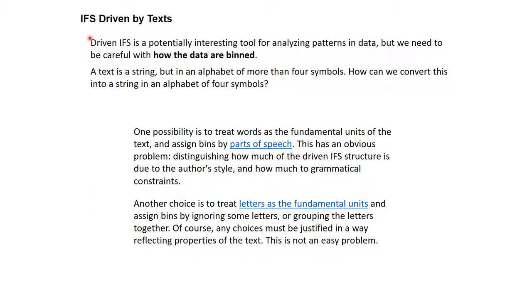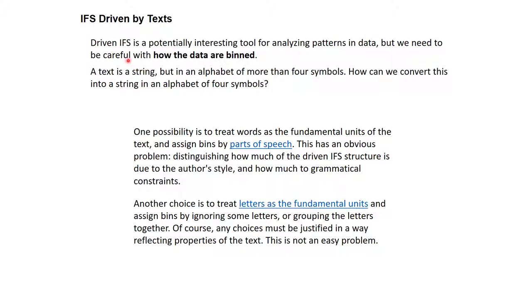Now, another interesting application was tried by someone else. This is not our work. I'm quoting somebody else's work. It's a very interesting tool also for analyzing patterns in data. But you have to be very careful how the data will be binned. That is really important, how you are going to bin the data.